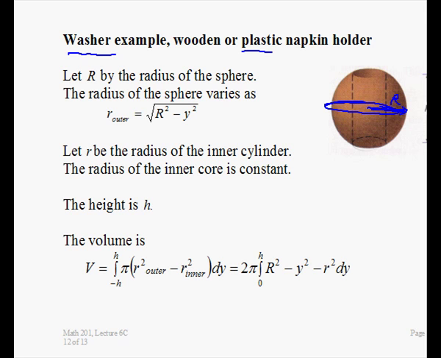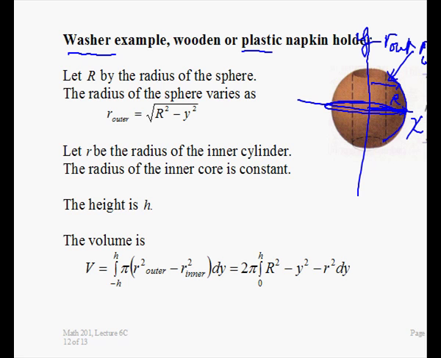So doing the same thing as for the sphere. Remember the sphere example? The outer radius, looking at this blue, is the square root of big R squared, which is the radius of the whole sphere before anything was cut off of it, minus y. And what I've done is I put a coordinate system on this. Here's my y-axis, and here's my x-axis.